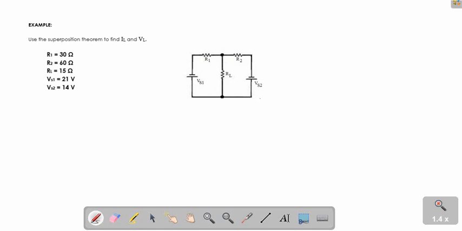Hi everyone, in this example we're going to take a look at something called the superposition theorem. What it basically does is takes a look at each individual source. In this case we have two DC sources, and we look at each one individually and see what each one does. And then we look at those and combine them to figure out what the overall current is.